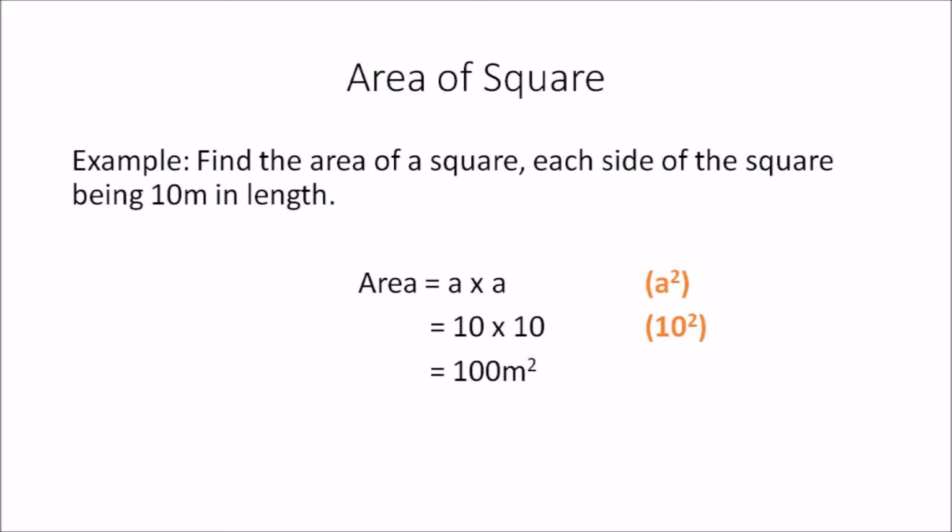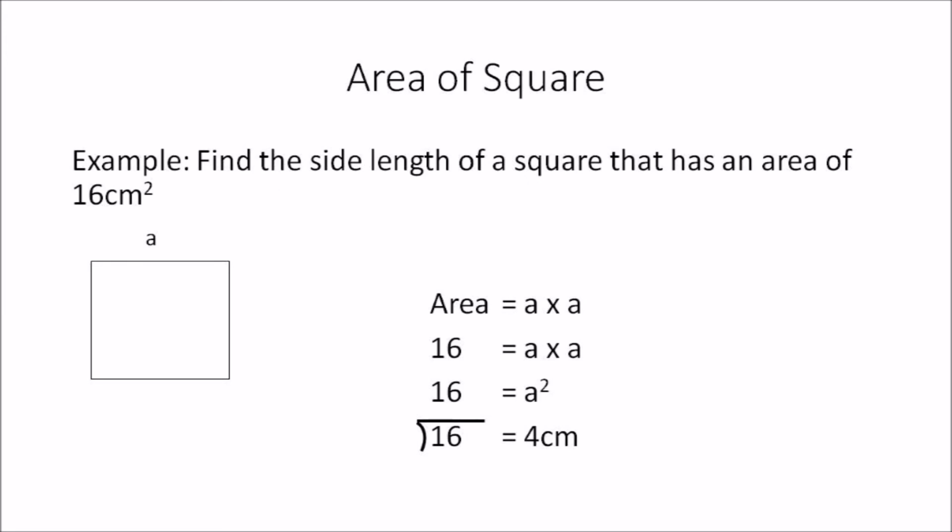Because A times A, or any number multiplied by itself, becomes squared, right? So A times A also means A squared. 10 times 10 also means 10 squared. So any number multiplied by itself becomes squared. If I was multiplying, for example, 2 times 2, it is the same as 2 squared. If I was doing 4 times 4, it becomes 4 squared. Now this fact becomes handy when you have a question like this.